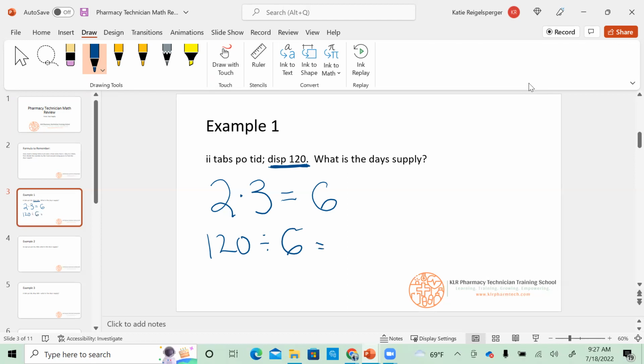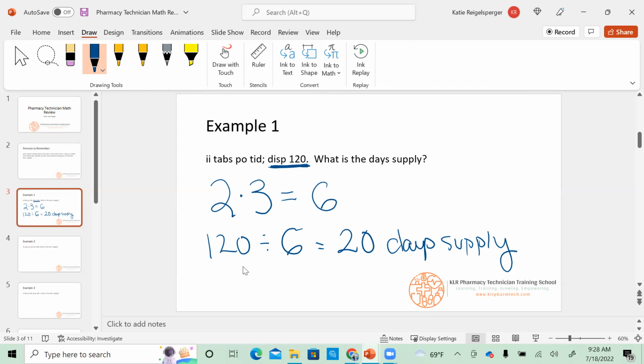Remember that you always, always, always want to use your calculator when you are doing pharmacy math. The reason is that, even if you are studying for your national exam, you will have a calculator on your NHA exam. 120 divided by 6 is 20. So this is a 20 days supply. That means that these 120 tablets, if the patient takes 2 tablets every time, 3 times a day for a total of 6 tablets a day, will last this patient 20 days. That's what a 20-day supply means.